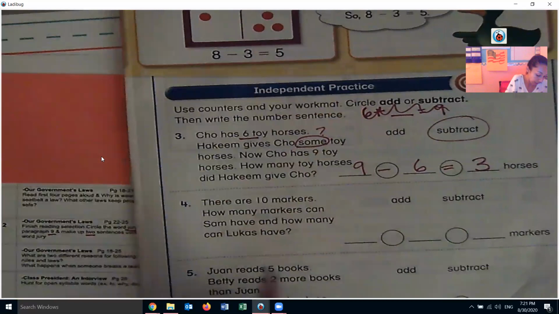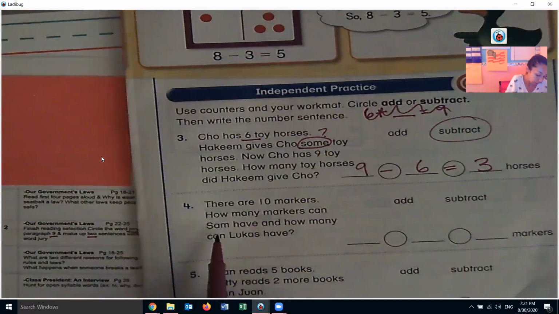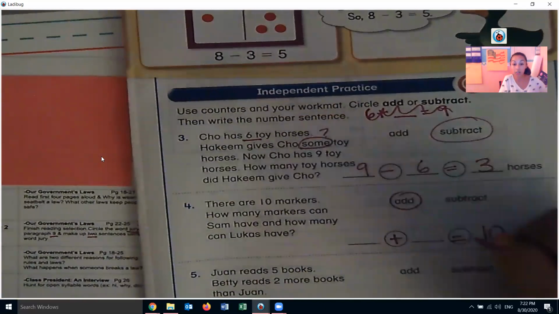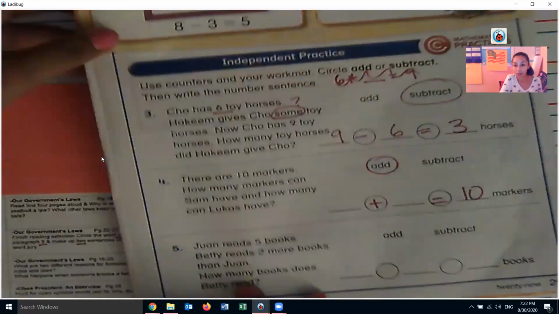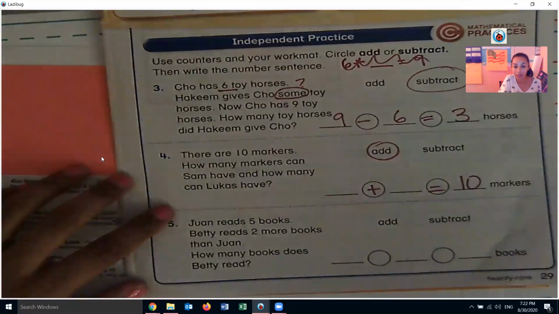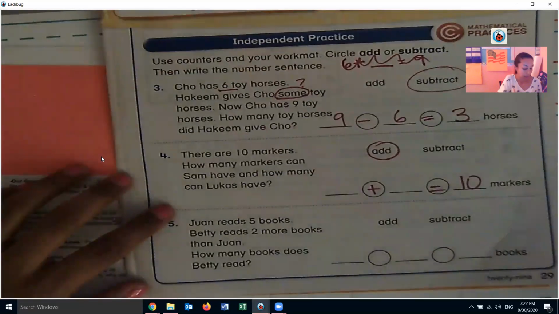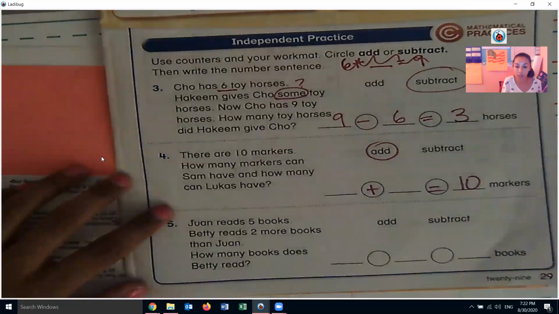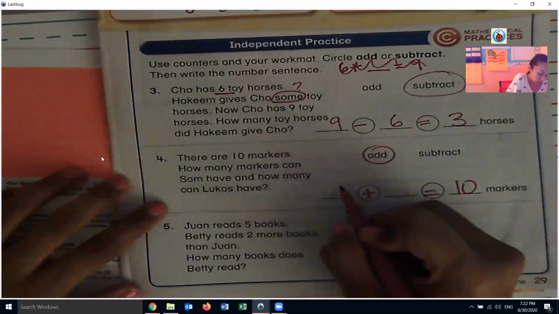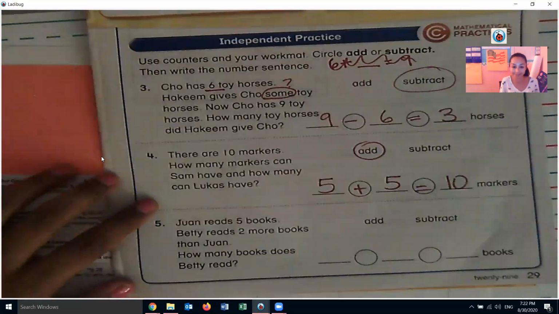This one here is, there are 10 markers. How many markers can Sam have, and how many can Lucas have? Oh, it looks like this one you can really be creative. You have 10 total, and you just get to pick any 2 numbers that make 10. So you can do 1 and 9, 2 and 8, 3 and 7, 4 and 6, 5 and 5. You can keep going. And really any combination that makes 10 is your answer. I'll stick with my doubles. I'll say Sam has 5 and Lucas has 5. So they can have the same amount.